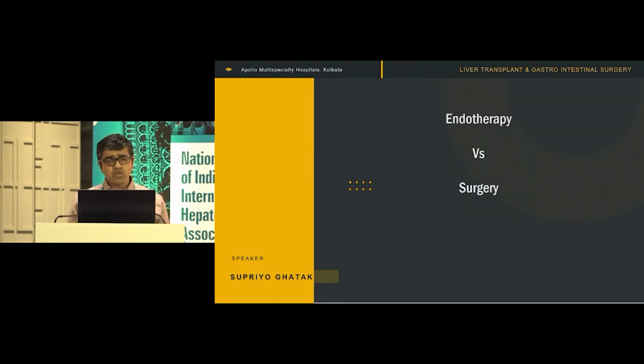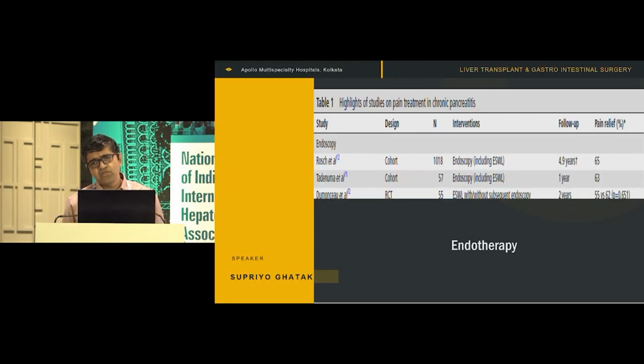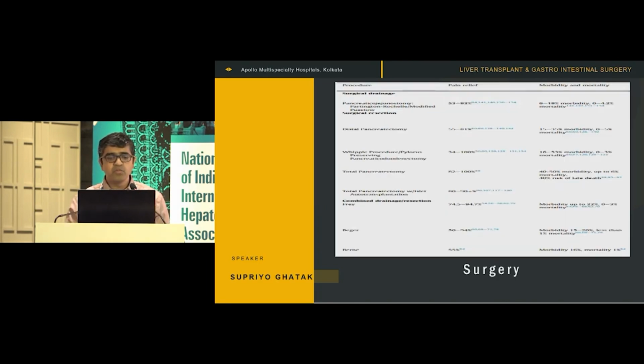So, we know that endoscopic therapy is good and surgical therapy is probably better. So, we will have a little dig into the literature. What does it say? That endotherapy has a success rate of about 55 to 65%. I have quoted some papers, but not all papers have long-duration follow-up. So, short follow-up is a problem in endoscopic trials or endoscopic cohort studies. In the surgical group, you can see that the success rate is better than the endotherapy group. It is about 80 to 95%.